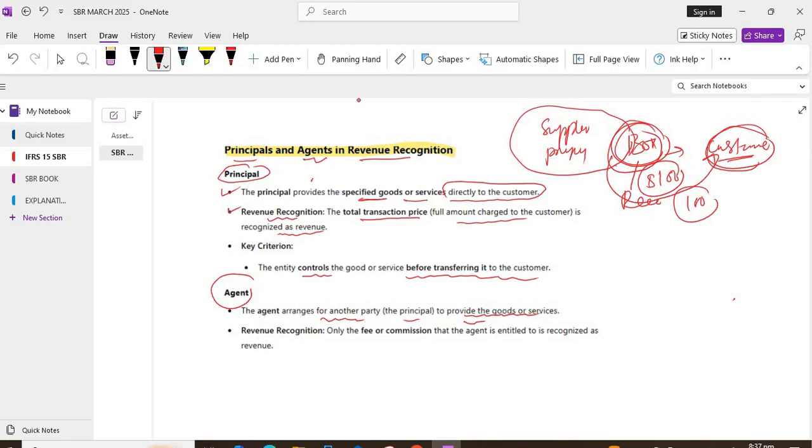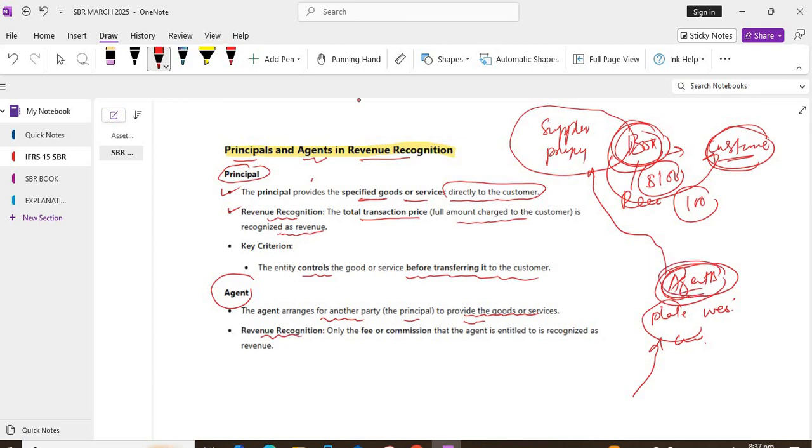Now if you are acting as an agent, an agent arranges for another party, meaning the principal, to provide goods or services. Let's say you are the supplier selling the boxes, and here is an agent, Mr. B, and he has just made a platform like a website, and through the website customers come and place orders for the box. This agent is not responsible for selling that product, but is just providing the platform for the customer to purchase the box from you.